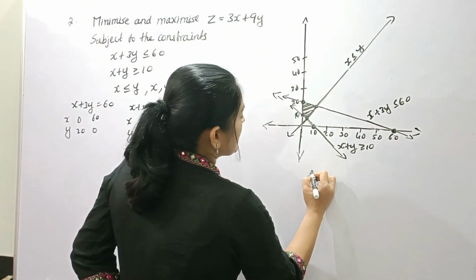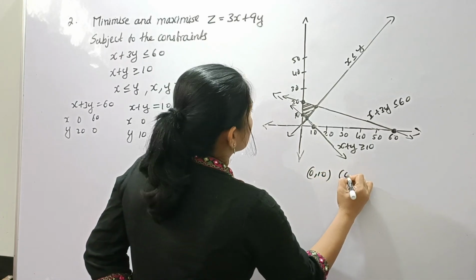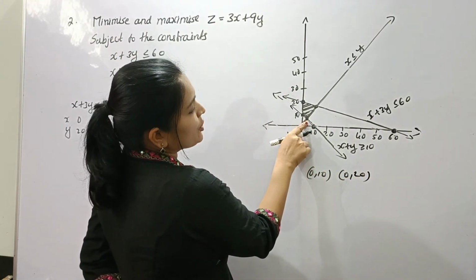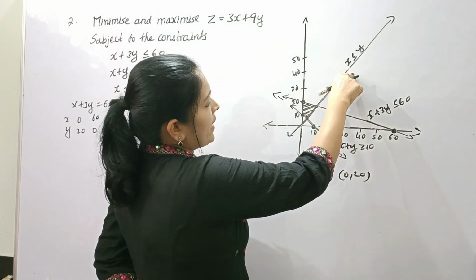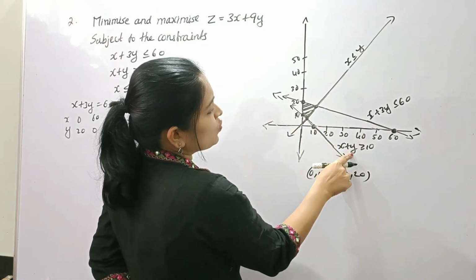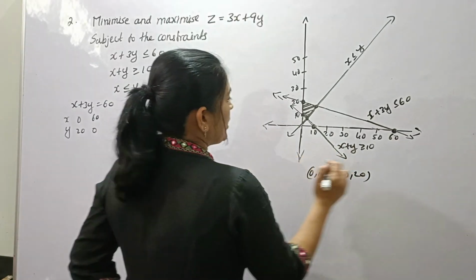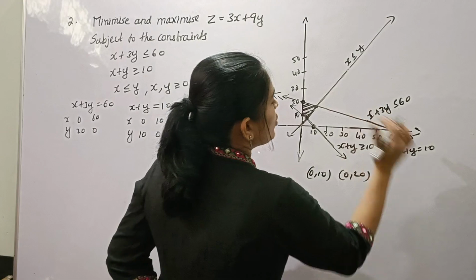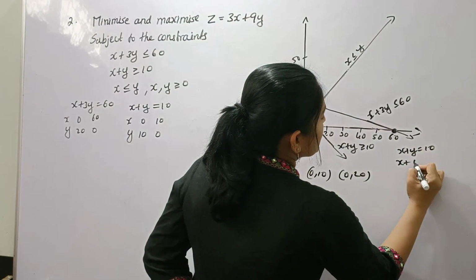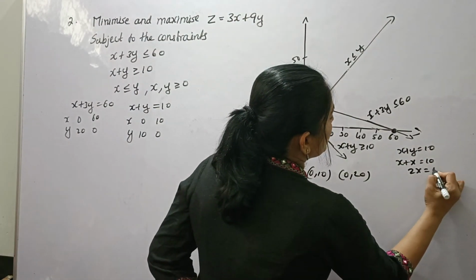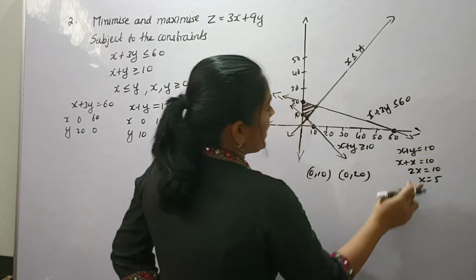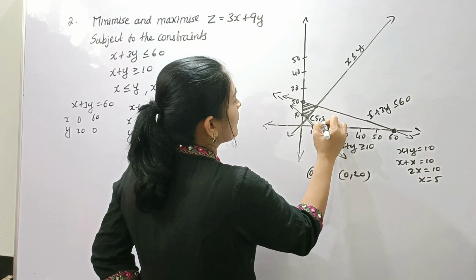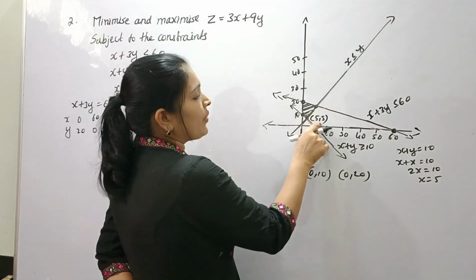That is, one is 0, 10, another is 0, 20. Then we have to find this point. It is the intersection of x is equal to y and x plus y is equal to 10. So here x plus y is equal to 10, and x is equal to y. Therefore, x plus x is equal to 10, 2x is equal to 10, x is equal to 5. Therefore, y is equal to 5. So it is the point 5, 5.